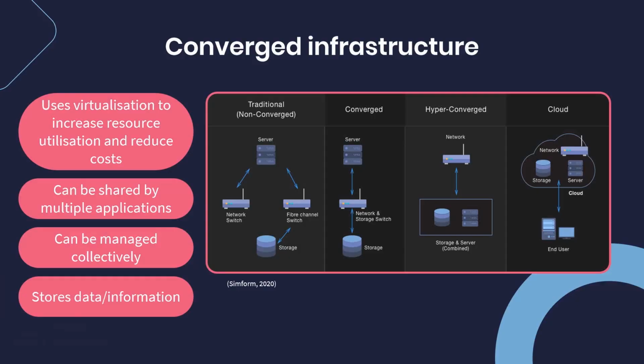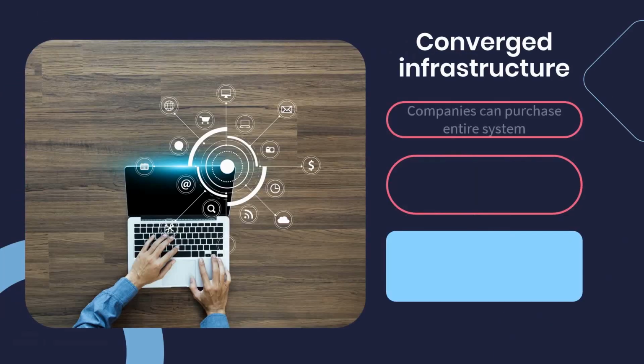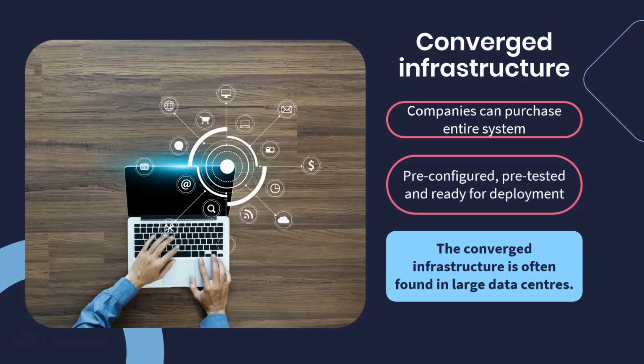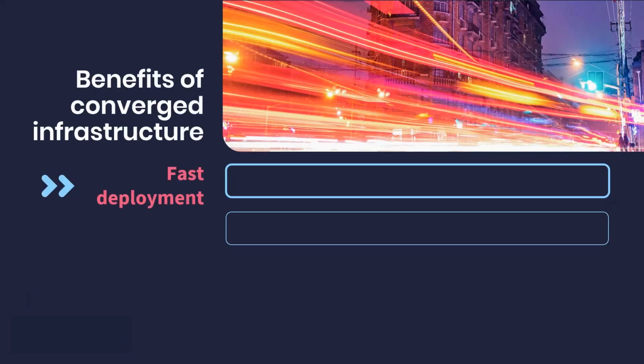In most cases, companies usually purchase the entire converged infrastructure system rather than buying the hardware and software components independently from suppliers. This is pre-configured and pre-tested and ready for deployment. The converged infrastructure is often found in big data centers. So let's look at some of the benefits for using the converged infrastructure. Clearly, the first is its fast deployment.